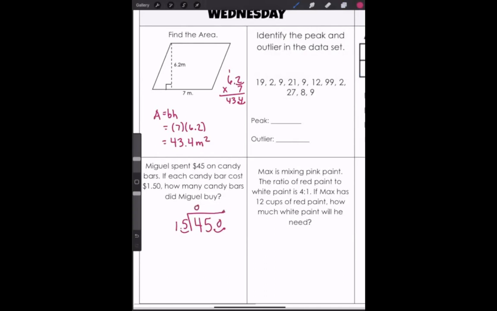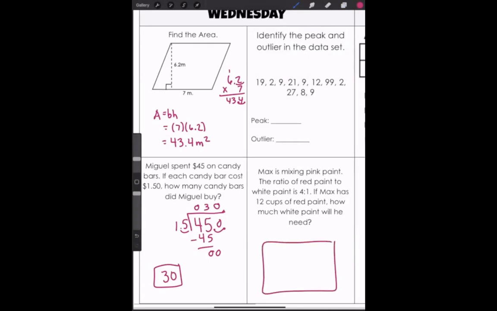15 can't go into 4, but it goes into 45 3 times. 15 times 3 is 45. We subtract, we bring down. Okay, so he bought 30 candy bars. If you got the answer 3, that tells me you didn't do slide, raise the roof. And honestly, $1.50 times 3 is going to be $4.50, not $45.